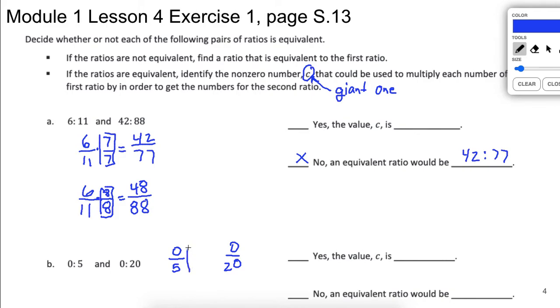So we could put a giant 1 in here and multiply that by, what do we times 5 by to get to 20? I know I've got to times that by 4. So that one works out, and the C we use is 4. That's what we're multiplying each of them by. Multiply each of them by 4 to get those equivalent. Okay, so that's what you do on that lesson.